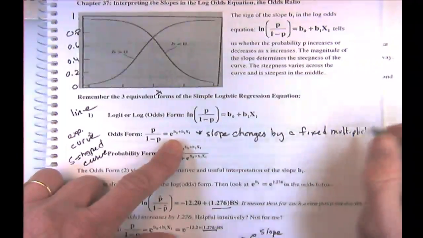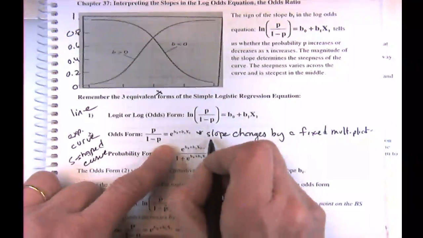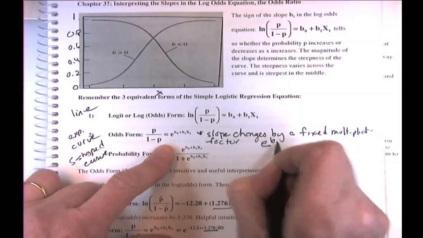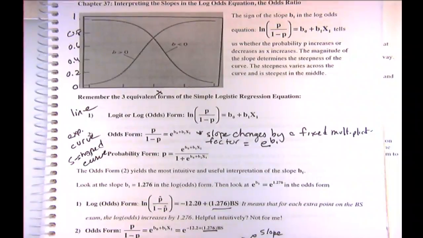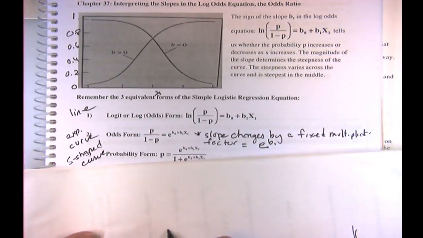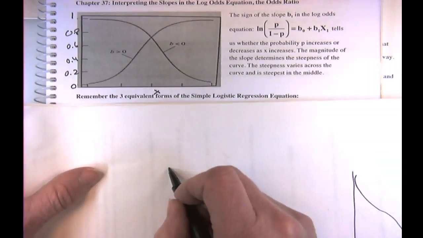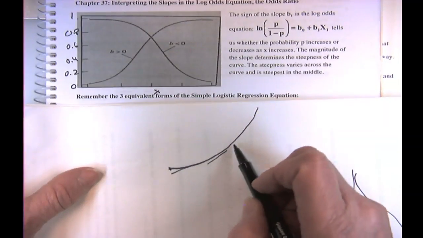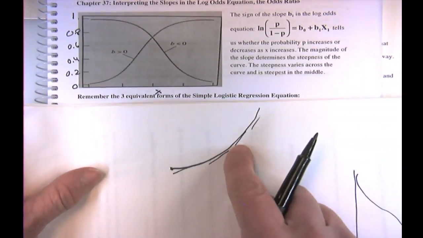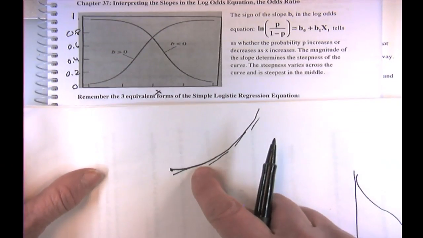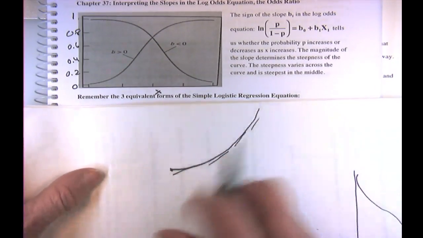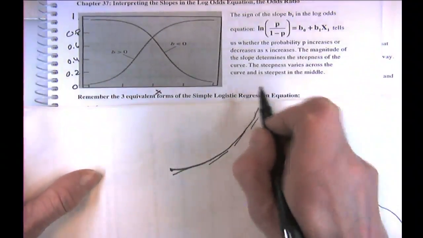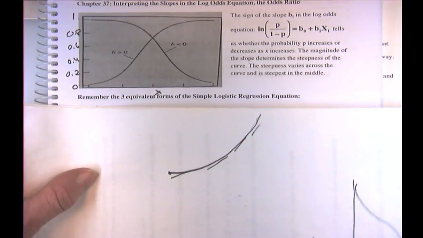Oh, multiplicative factor. And that factor is e to the slope. In other words, when you have an exponential curve, it keeps increasing. The slope here is gradual, and it keeps increasing by a fixed multiplicative factor. In this case, for 1 unit of X, it's going to get 3.58 times bigger. And it keeps getting steeper and steeper by that multiplicative factor.